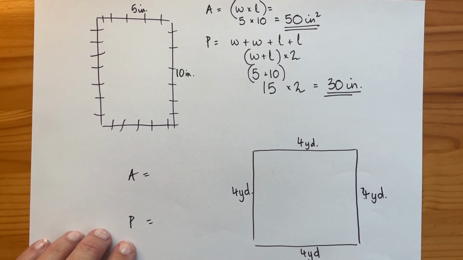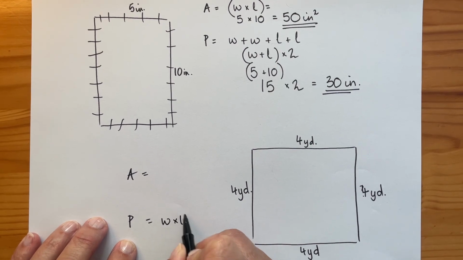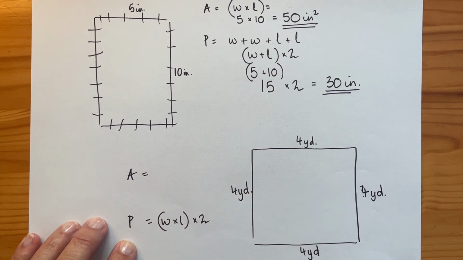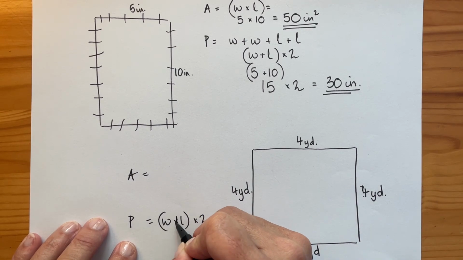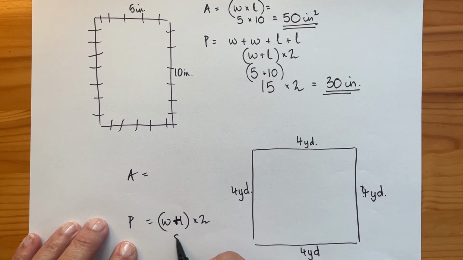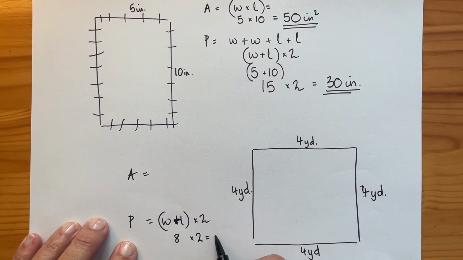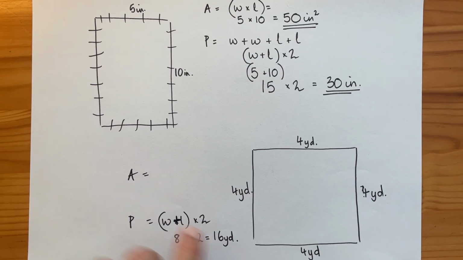So let's do perimeter first. Perimeter, I'm going to use the shortcut, is width times length times 2. So the width and the length doesn't really matter which way, sorry, plus, not times, width plus 4 plus 4 is 8, times 2 is 16 yards. Don't forget your unit of measurement.